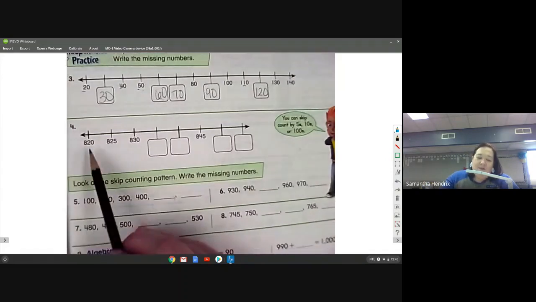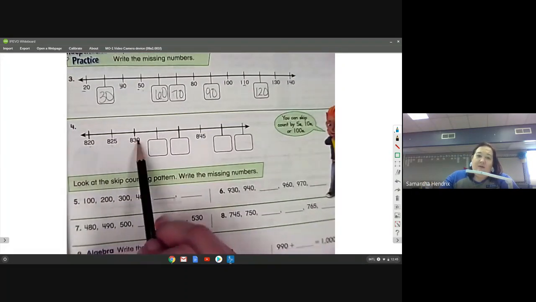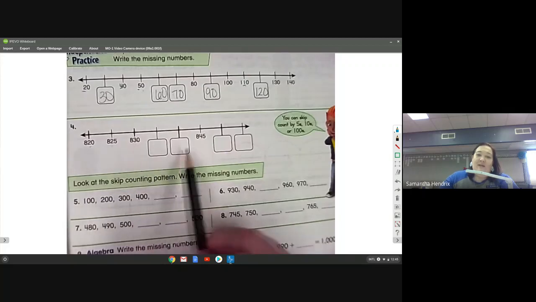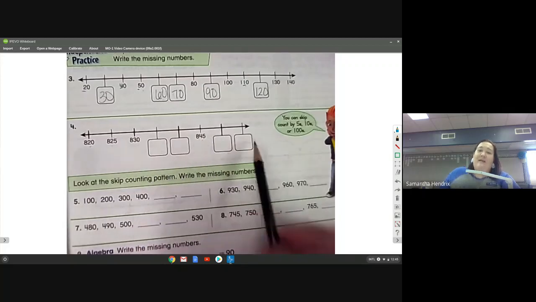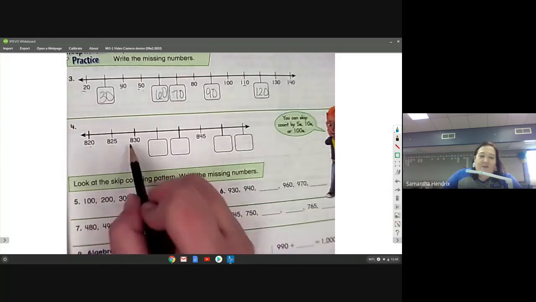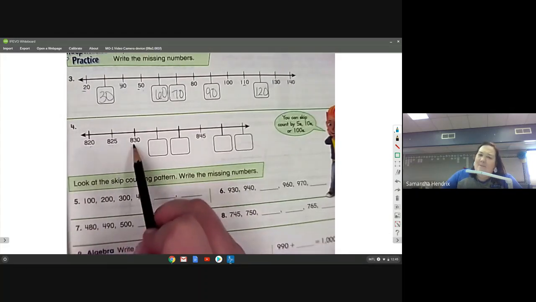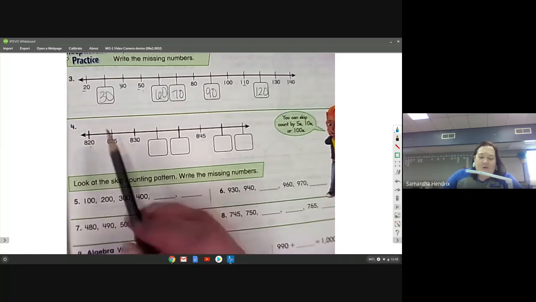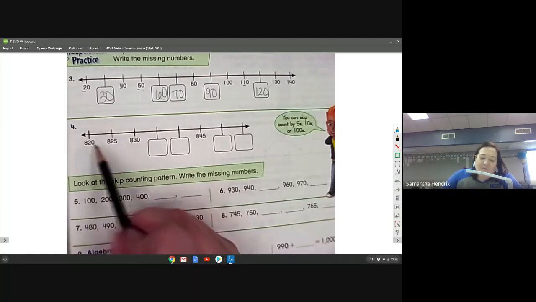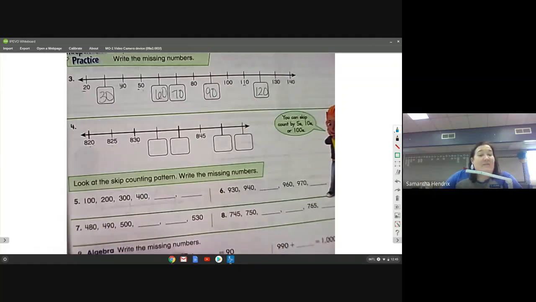Let's look at this one. 820, 825, 830, blank, blank, 845, blank, blank. Okay? So let's look for any patterns. Our hundreds are staying the same. Our tens are going up, but not by ones. Like we have a 2, 2, and then a 3. So let's look at our ones. We have a 0, a 5, a 0. So we're counting by fives.